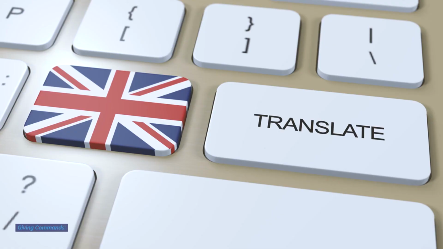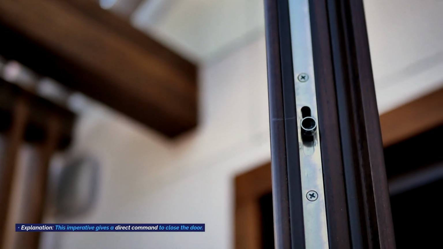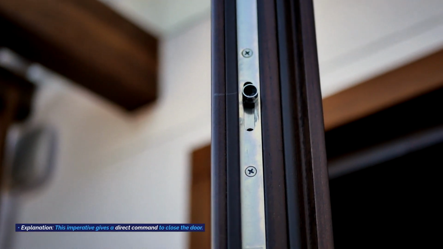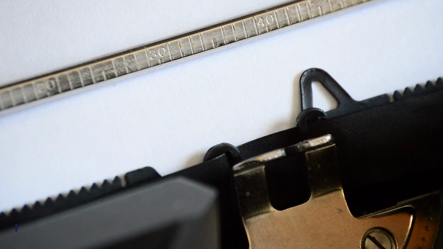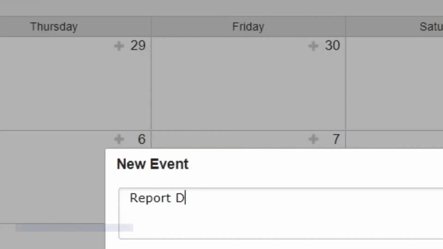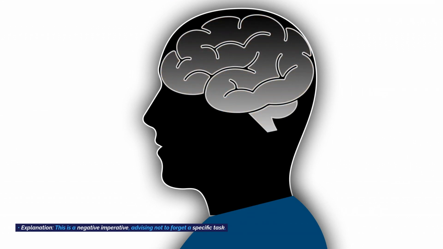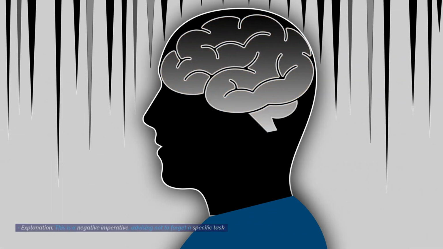1. Giving commands. Example: Close the door. Explanation: This imperative gives a direct command to close the door. Example: Don't forget to submit your report by 5 p.m. Explanation: This is a negative imperative, advising not to forget a specific task.